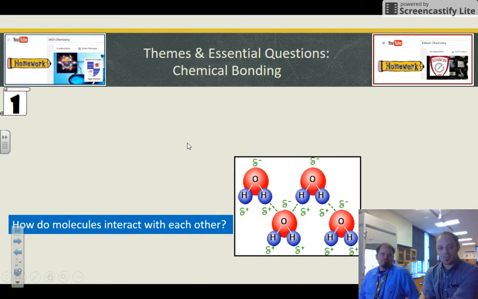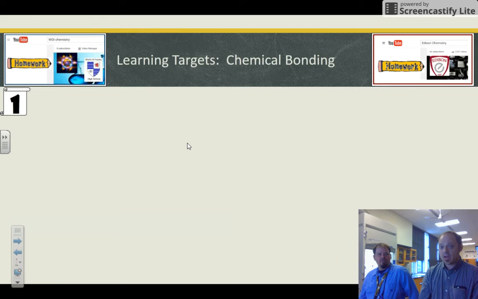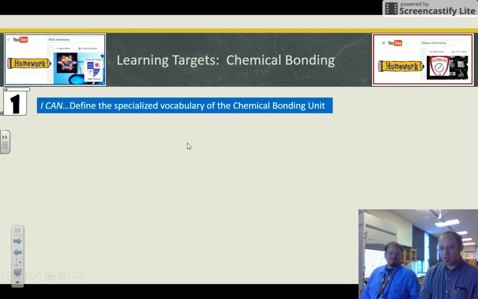Why do molecules interact with each other? So one molecule over here, one molecule over here. They do interact with each other, and we're going to see how they do it. That picture kind of shows us the secret code of the chemist.